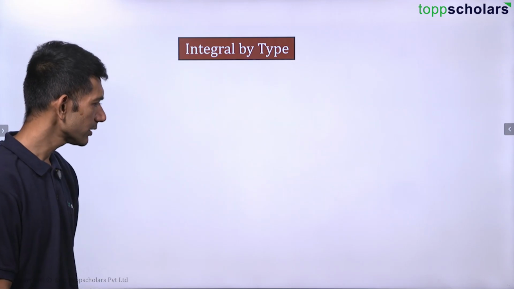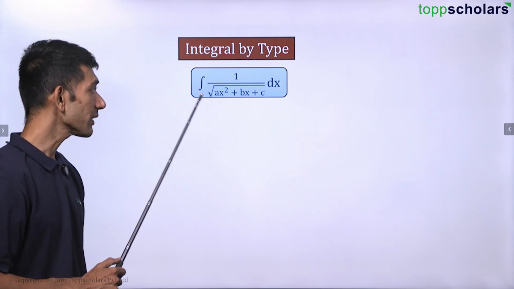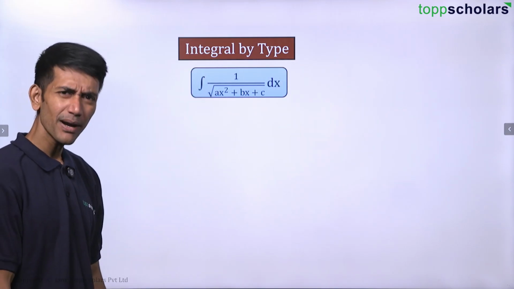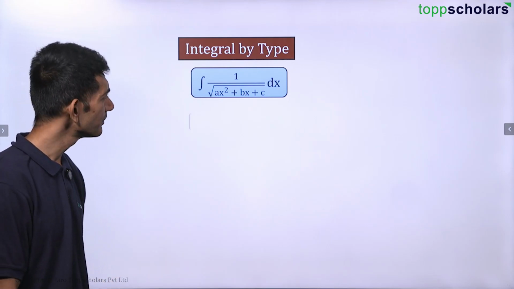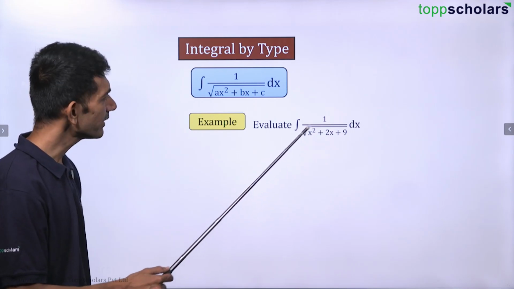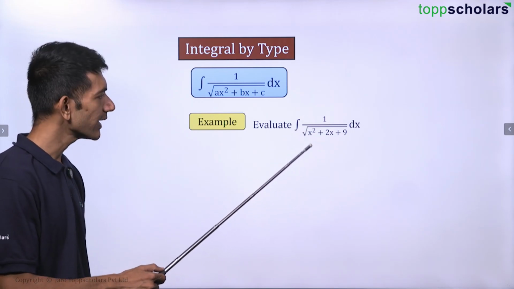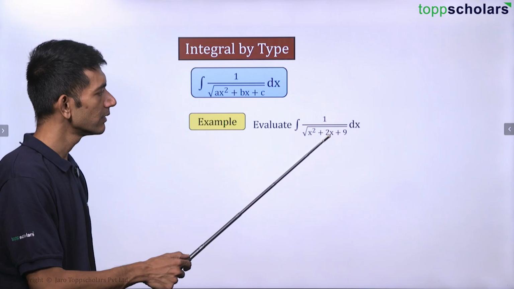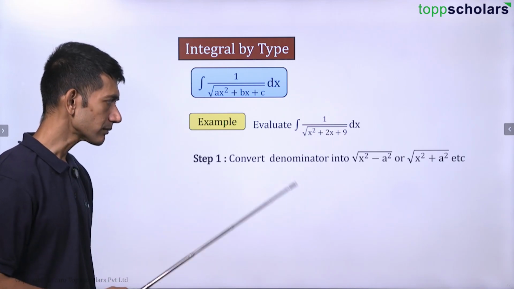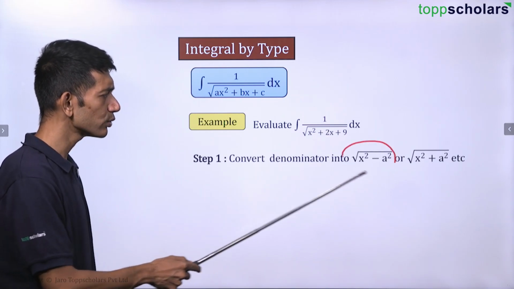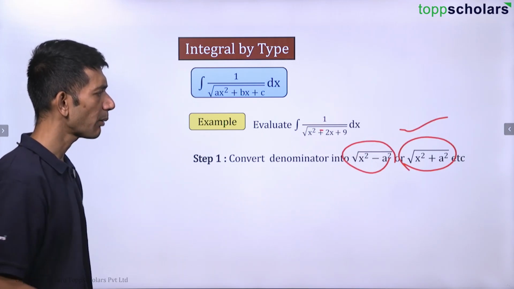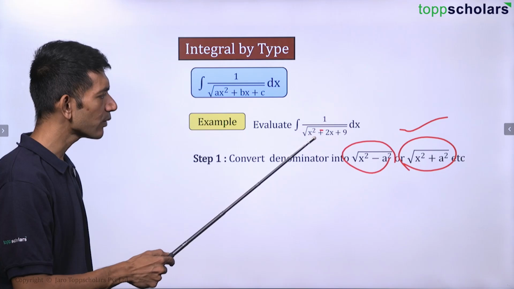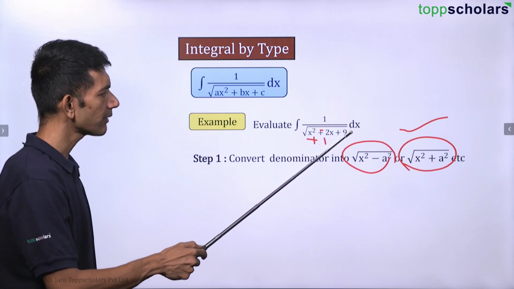Let's continue further. Now what if we have under root? Doesn't matter. Even if we have under root there, we're going to apply the same logic. See, evaluate 1 by under root of x square plus 2x plus 9. Again, we'll convert the denominator into this form or this form. Because it is plus, this form is better now. Again, I'll add 1. I'll subtract 1.